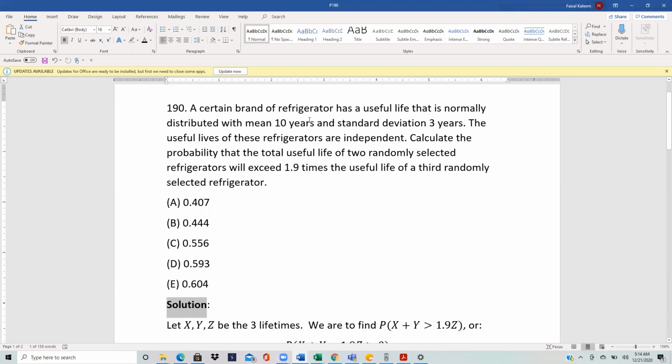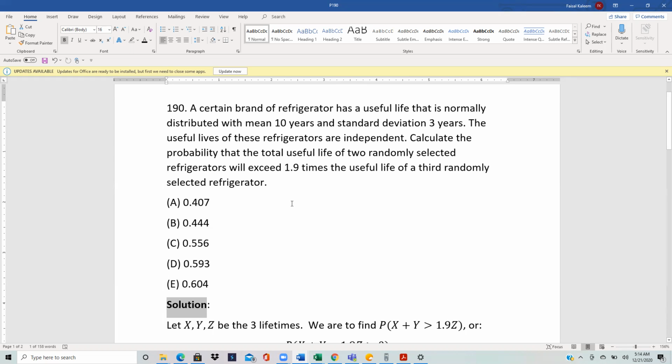A certain brand of refrigerator has useful life that is normal with mean 10 and standard deviation 3. The useful lives of these refrigerators are independent. Calculate the probability that the total useful life of two randomly selected refrigerators will exceed 1.9 times the useful life of a third randomly selected refrigerator.